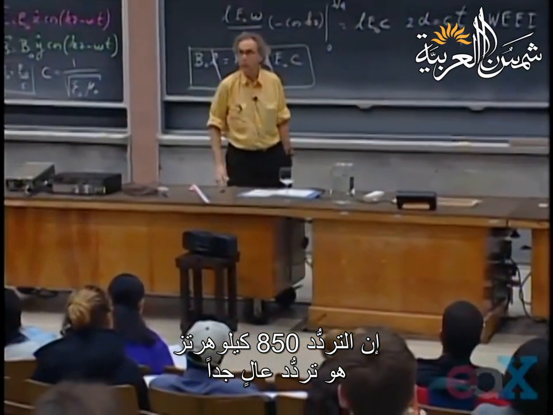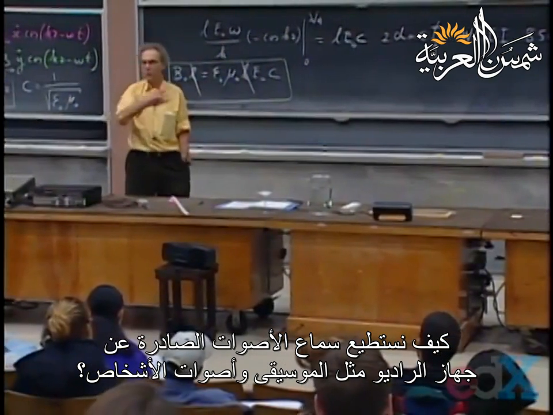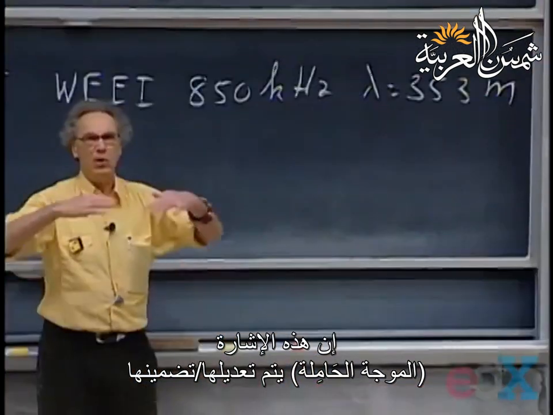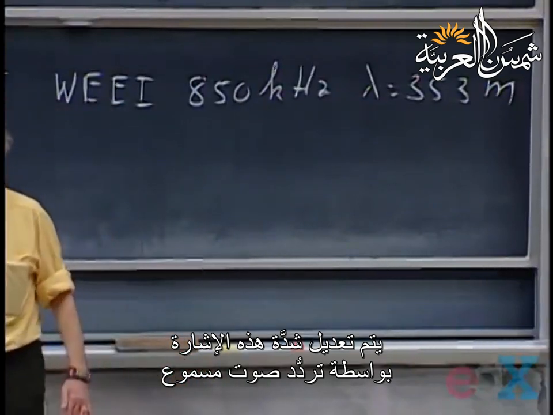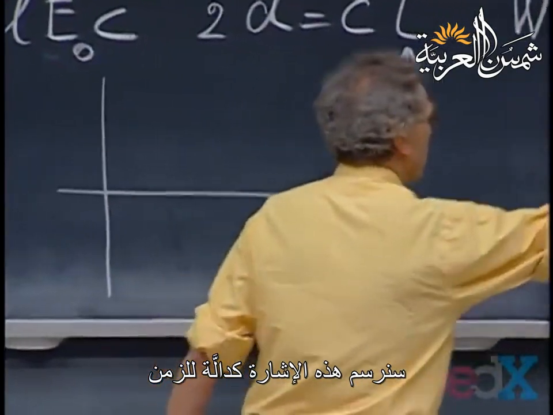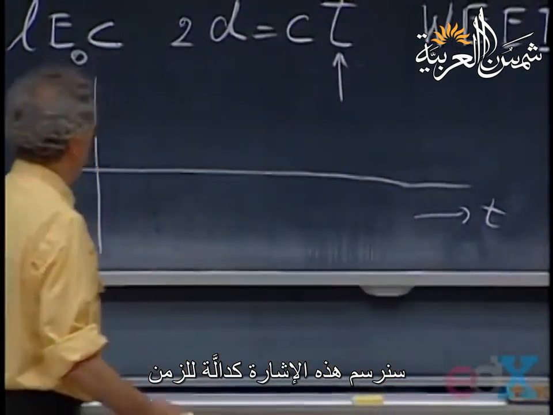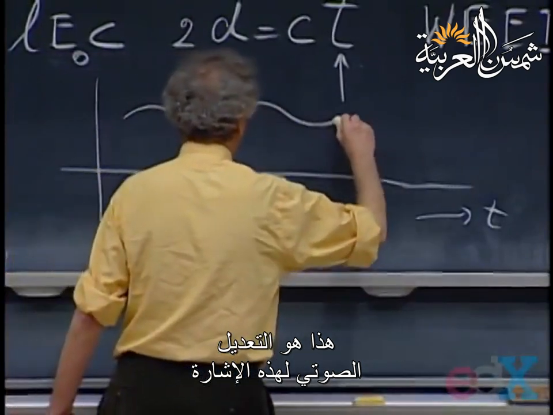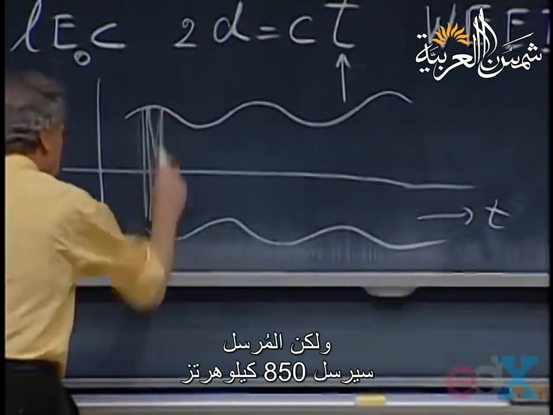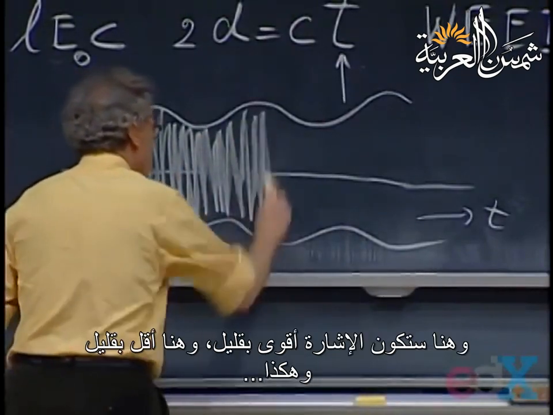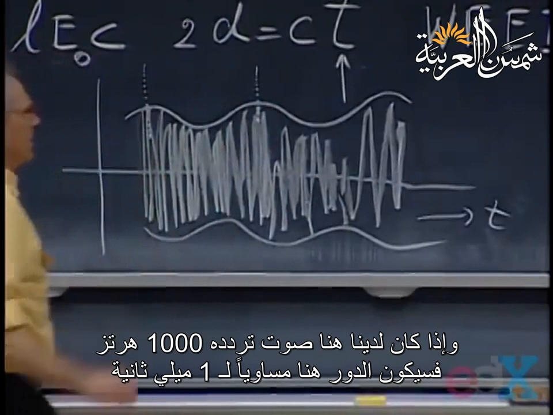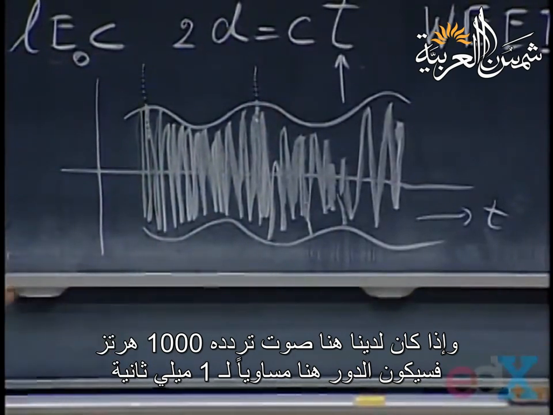850 kilohertz is an extremely high frequency. How come I can hear things, that I can hear music and that I hear someone speak? Well, this signal, we call this the carrier wave, is being modulated. The strength of that signal is modulated with the frequency of audio sound. We call that therefore amplitude modulation. So for instance, if you looked at this signal as a function of time, then this would be the audio modulation of that signal. But the transmitter would transmit 850 kilohertz. Here the signal would be a little stronger, here a little weaker, here a little stronger. And if this were 1,000 hertz tone, then this would be 1 millisecond.